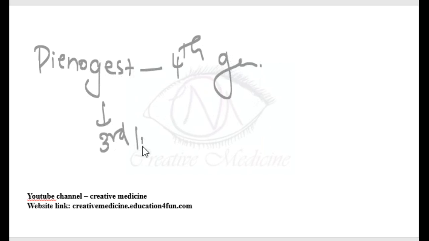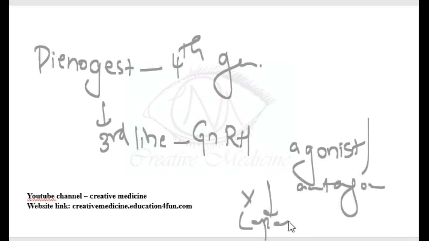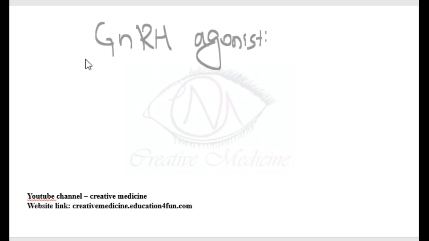If even this does not work, then we go to the third line drug, which is gonadotropin releasing hormone agonists or antagonists. Even if these fail, then we do a laparoscopy and do surgical management of pain. So in the third line, we give gonadotropin releasing hormone agonist and gonadotropin releasing hormone antagonist.